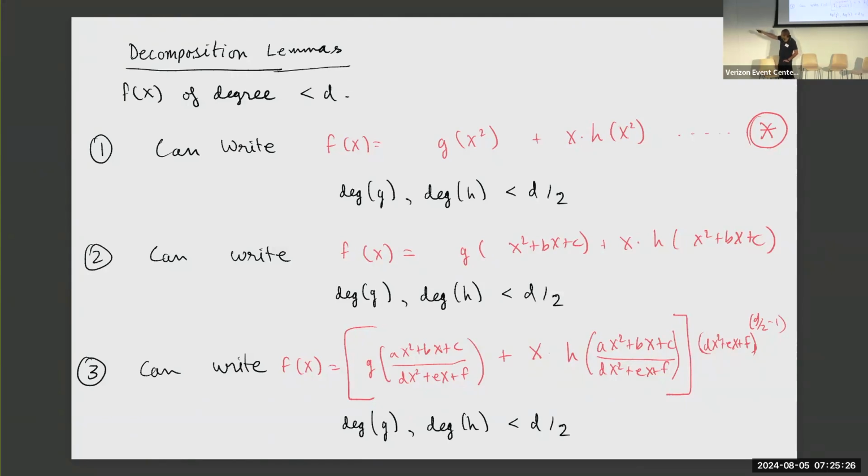Once you plug in denominators, things get messy, but you have to normalize it by fixing it. You see, I have my fixing factor, dx squared plus ex plus f to the d over 2 minus 1, at the end. That fixes it, and every polynomial of degree d can be written in this form, where g and h are of degree at most d over 2, and vice versa. So this is a nice bijection between polynomials of degree d and pairs of polynomials of degree at most d over 2, with this 2-to-1 rational function sitting in between. So this opens up our minds to more things. It's a nice exercise if you want to see that every polynomial of degree at most d can be written like this uniquely.